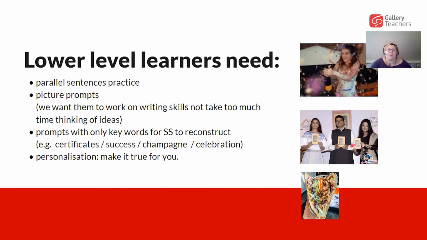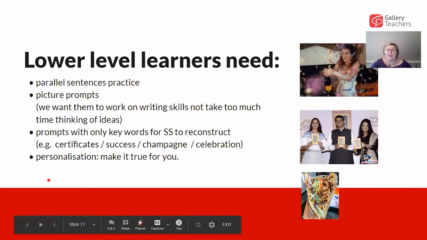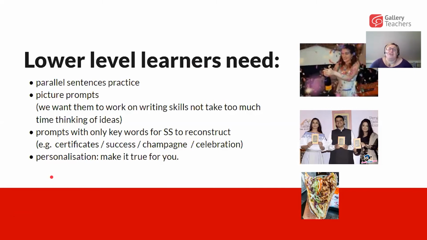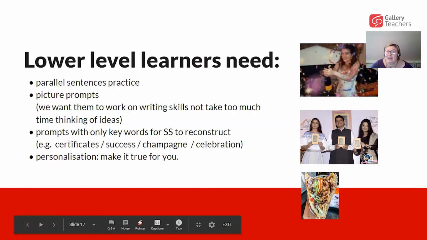And then also we want to try to make sure that it's personalized as much as possible. So it could be, for example, when I celebrate, I like to drink champagne and eat a kebab. So the students would have to make that true for themselves. So when I'm celebrating, I have a big dinner with my family. Or when I'm celebrating, we don't have champagne, but we go to a nice restaurant. So all of these things are ideas for what you can do to support your lower level learners with their writing skills. So let's have a think then about the higher level learners.